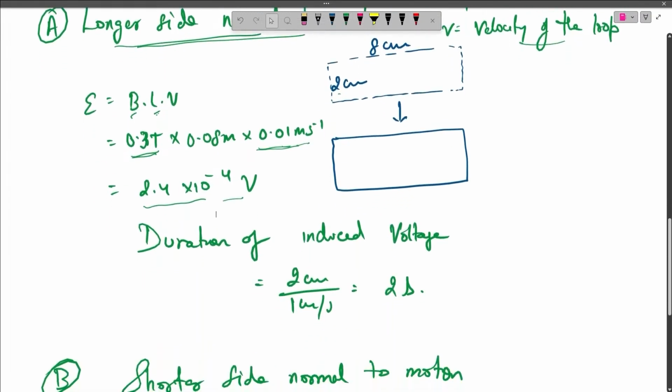Now the question also asks the duration of the induced voltage. For the time the flux will change, there will be induced voltage. Now for how long will the flux change? Starting from the movement of the coil till the coil has moved 100% out of the magnetic field, there will be induced voltage. Since this side is moving out of the magnetic field, we can get the time by dividing 2 cm by the velocity. So 2 cm by 1 cm per second, we will get 2 seconds.